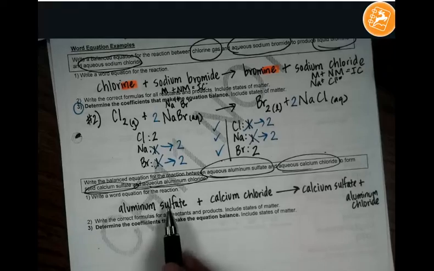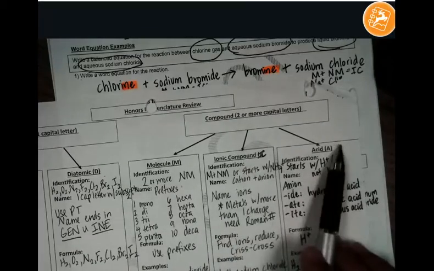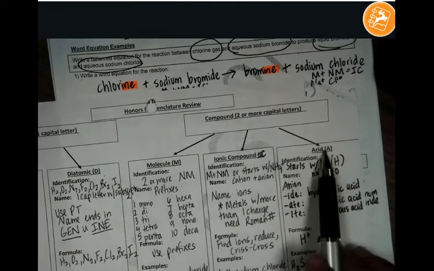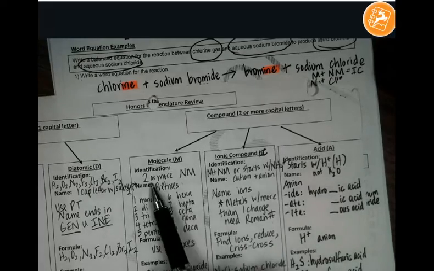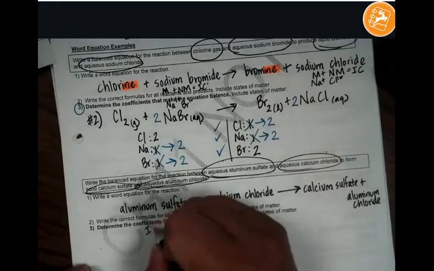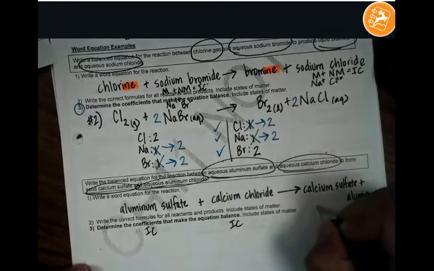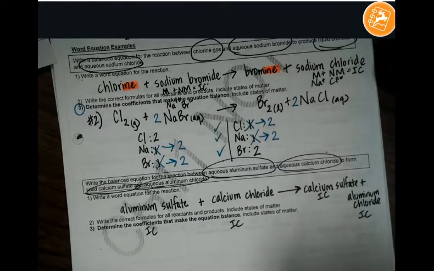So right now I definitely have all compounds. So are they molecules, ionic compounds, or an acid? Well, it's definitely not an acid because it doesn't have the word acid. Is it a molecule? Does it have 2 or more nonmetals? No, these are all metals. So these are all ionic compounds, right? So ionic compound, ionic compound, ionic compound, ionic compound, which means I have to figure out the ions, reduce, crisscross.